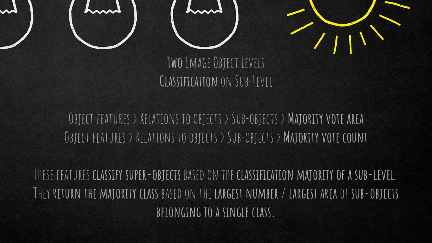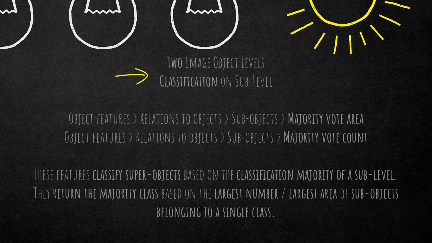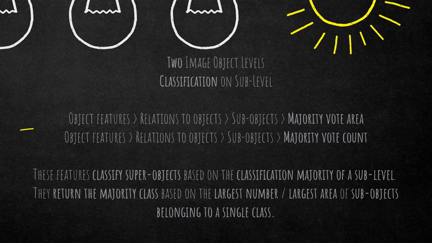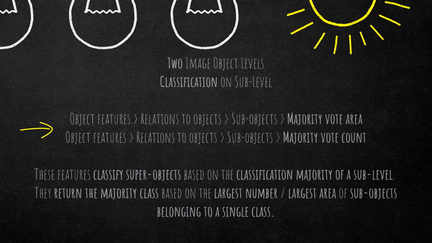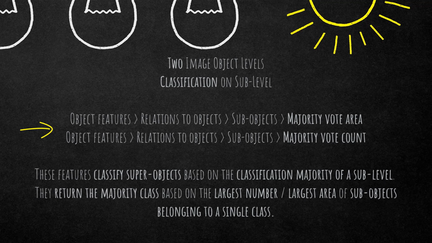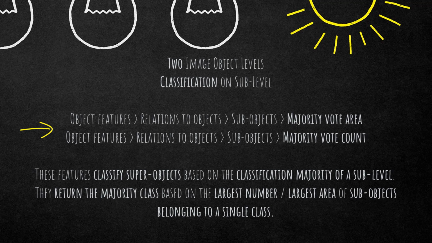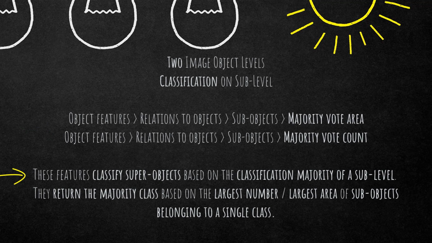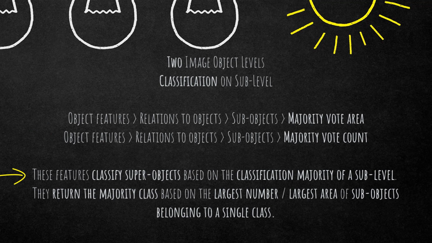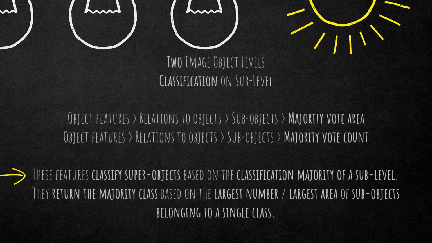What you need to use the majority vote feature is at least 2 image object levels and a classification on a sub-level. And then you can use either this majority vote area or majority vote count. You're gonna find those features under object features, relations to objects, sub-objects, and then majority vote area and majority vote count. Those features return the classification majority of a sub-level, either based on the number of image objects that are classified on a sub-level or the largest area of sub-objects.